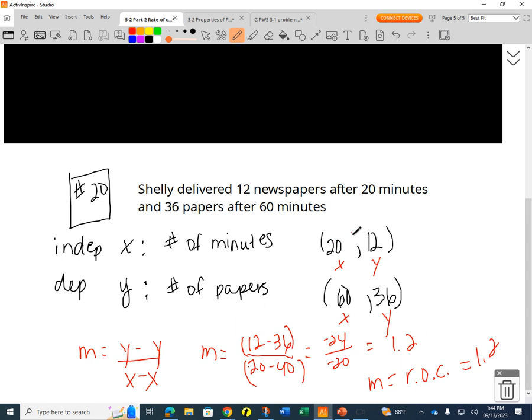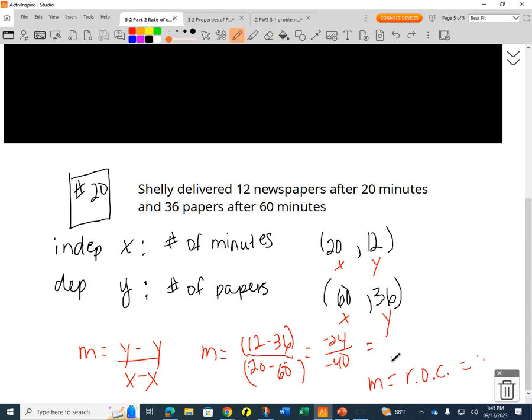Did I subtract something wrong? 20 minus 60. Yeah, that's my bad. I did the 40 in my head. I'm famous for that. Or infamous, I should say. Is that what you're going to tell me, Jacob? Yeah. 20 minus 60, so this should be negative 40 here. So it's not 1.2. It's whatever negative 24 divided by negative 40 is, so it's going to be 0.6.